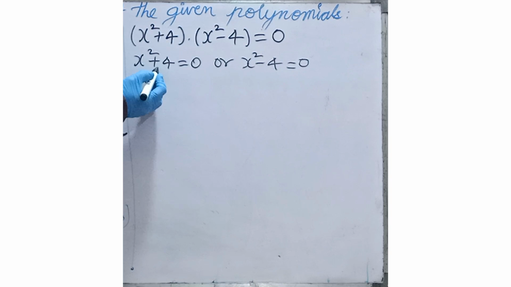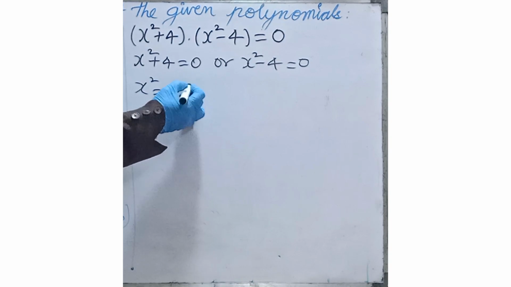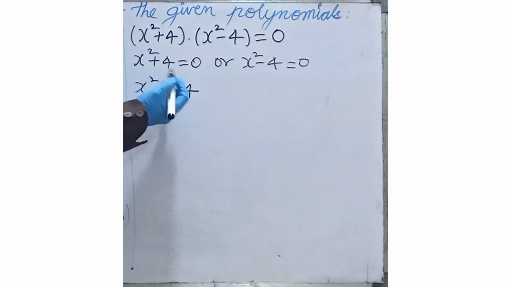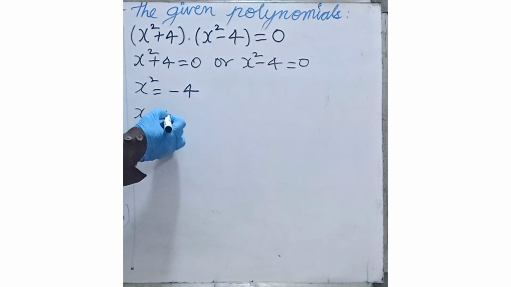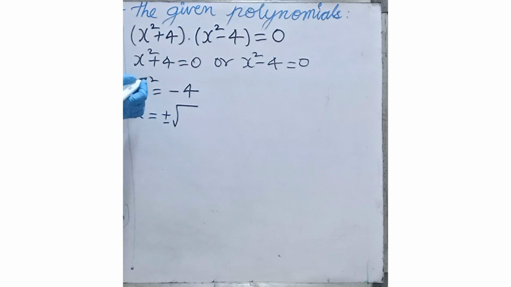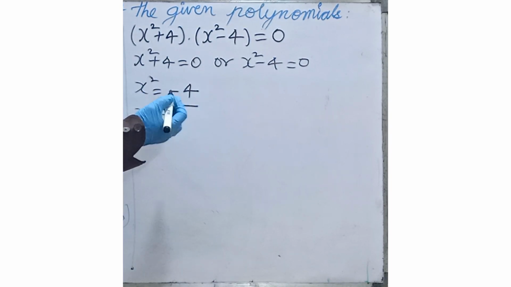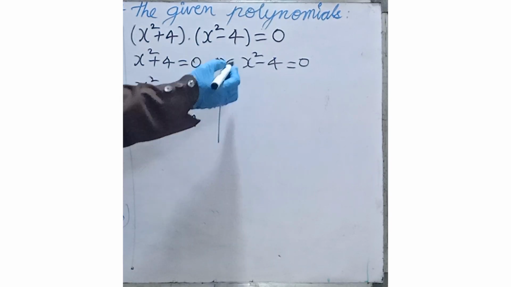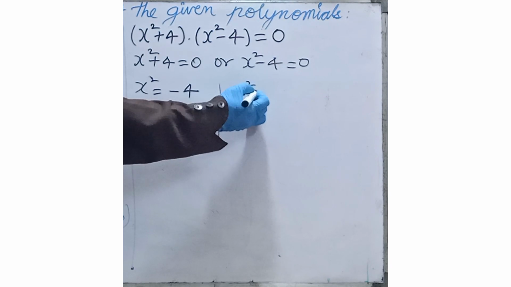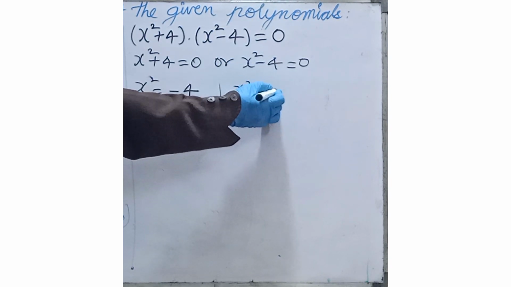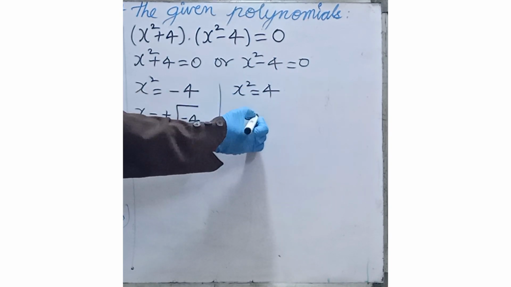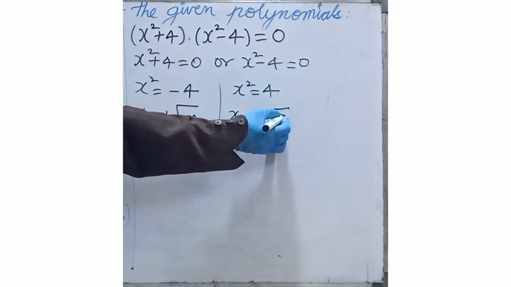So when we move plus 4 from LHS to RHS, what does it become? It becomes minus 4. Since 0 is there, no need of writing 0 here. Now this square, when it goes to RHS, it becomes plus or minus square root. Square will change to square root when we send it to RHS. It is minus 4 as it is. Similarly here also x square is equal to 4. When it goes to RHS, it becomes plus 4. Then we will shift this square to RHS, so it becomes plus or minus root 4.